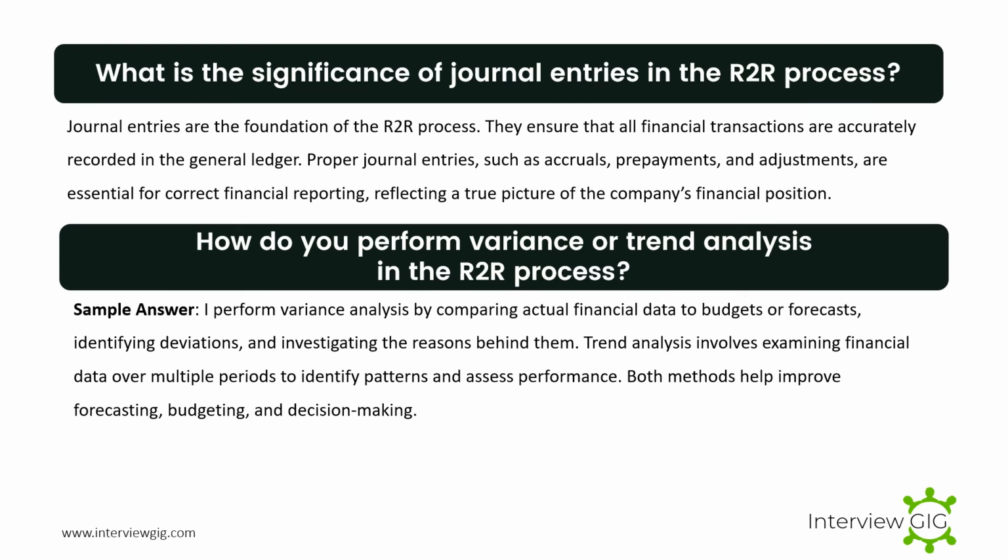the company's financial position. How do you perform variance or trend analysis in the R2R process? Sample answer. I perform variance analysis by comparing actual financial data to budgets or forecasts, identifying deviations, and investigating the reasons behind them. Trend analysis involves examining financial data over multiple periods to identify patterns and assess performance. Both methods help improve forecasting, budgeting, and decision-making.